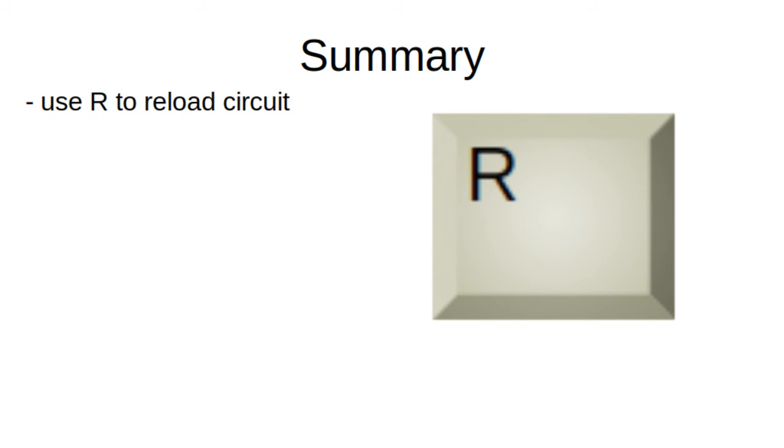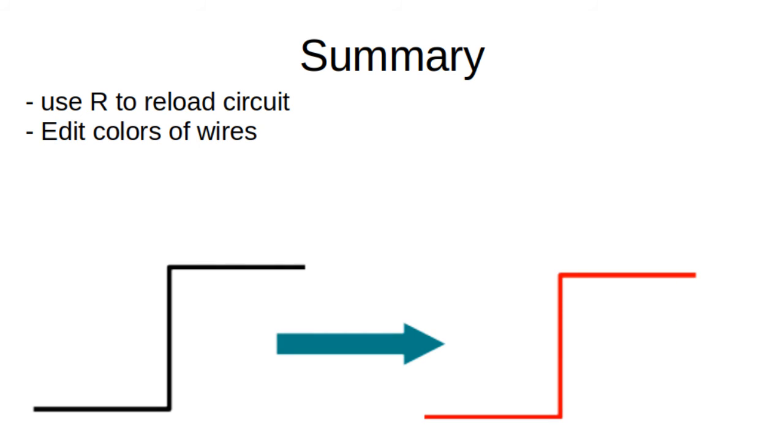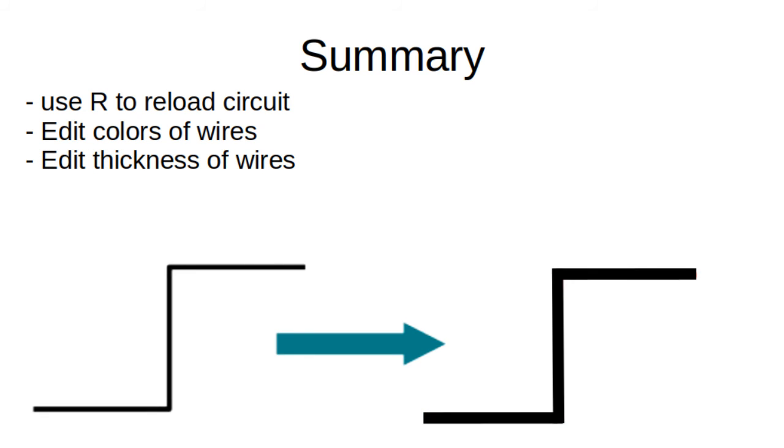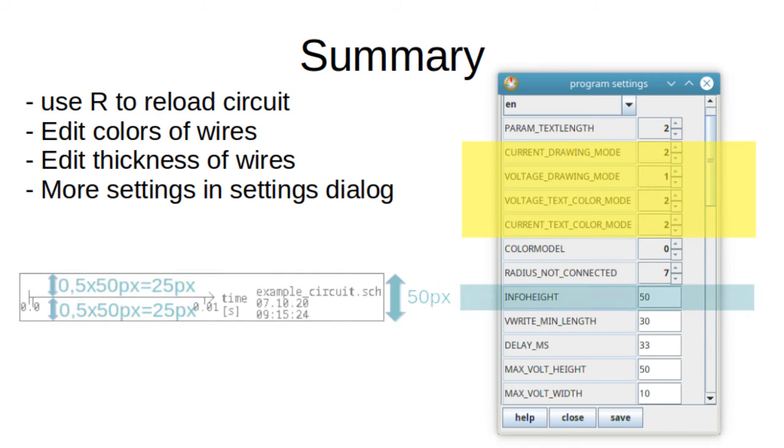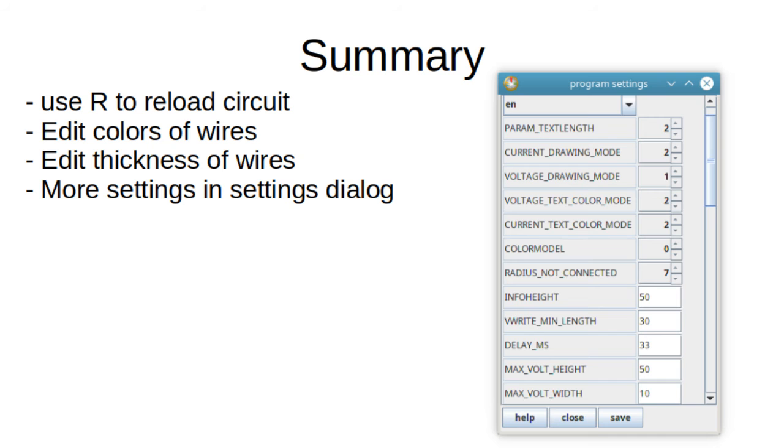So let's summarize. Use the R button to reload quickly. That's practical if you have made some changes in your circuit. You can edit things like the color of each wire and the wire thickness, and in the settings dialog there are many more parameters that you can change and about which we have not even talked yet. For example, the way how the values are displayed or the size of the text field for the line graphs. At the beginning of the video we have briefly seen a lot of editable parameters in the settings dialog.